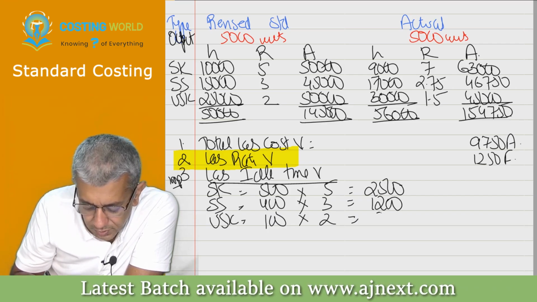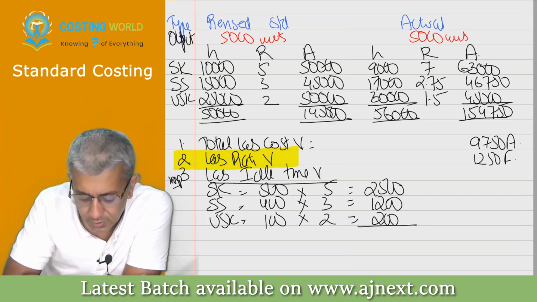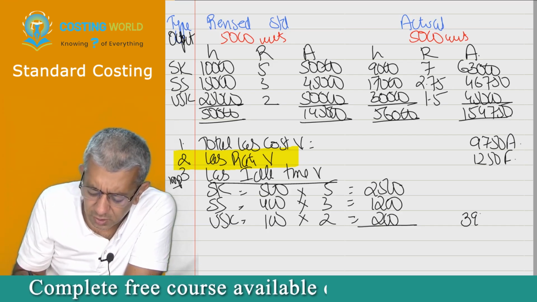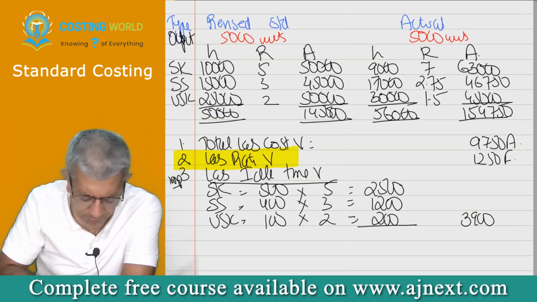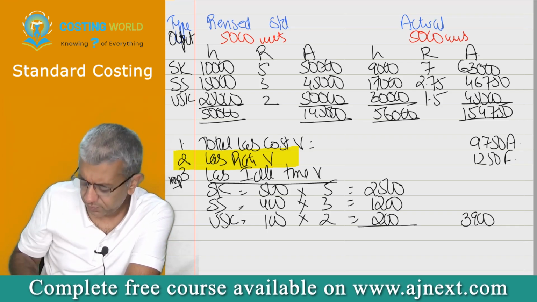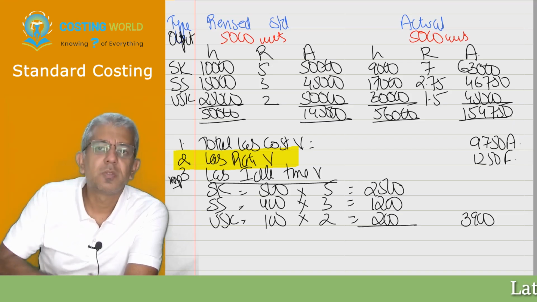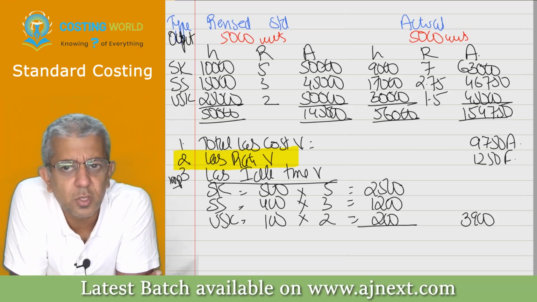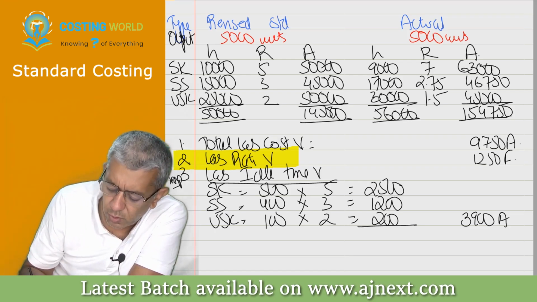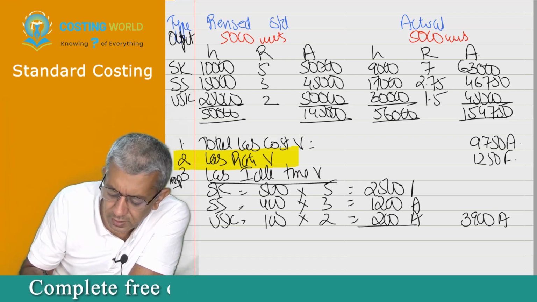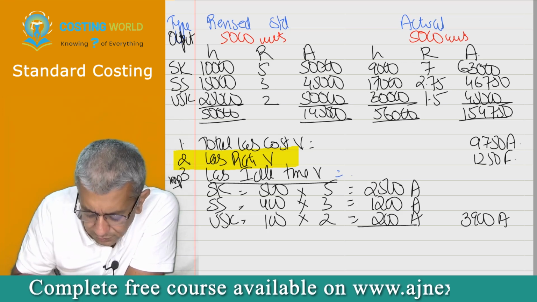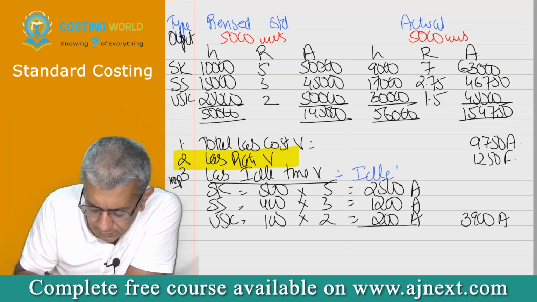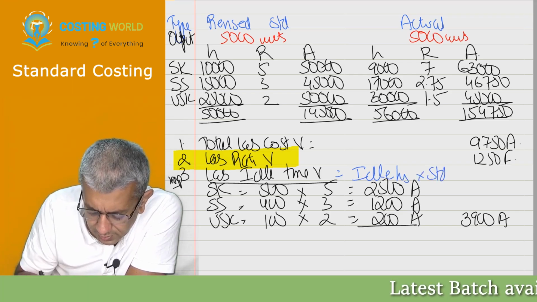2,500, 1,200, 200. Total 3,900. But one thing I did not come to know, beta: adverse or favorable as per you? Adverse. Beta, the workers are not working, but still the company has to pay them. For the company, this is a loss situation. So it is always adverse. And write down the formula now: idle hours into standard rate.